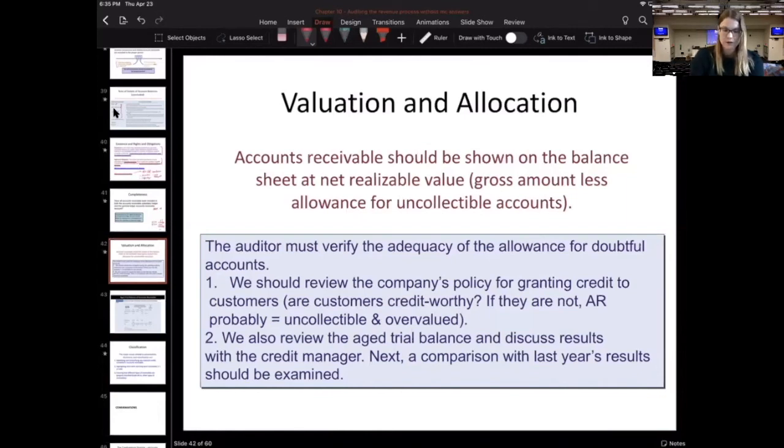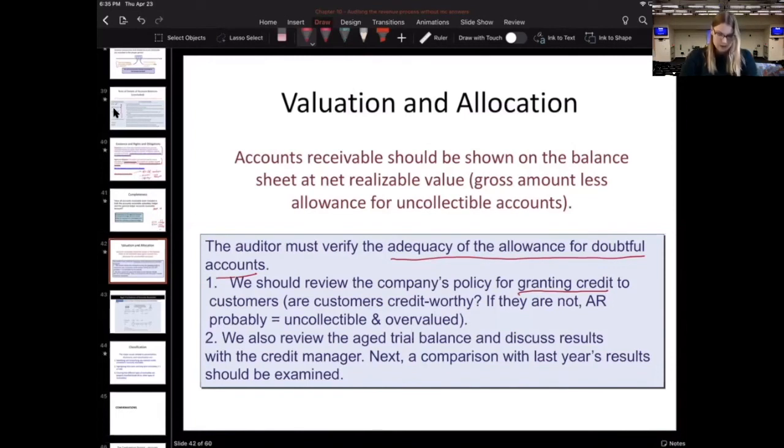So in order to figure out if allowance for doubtful accounts is adequate, number one, we want to look at things like the entity's policy for granting credit in the first place, which is what this talks about. So is their policy good there? Because that's sort of the first line of defense with the idea of prevention. Right? We want to prevent customers with bad credit from opening lines of credit with us in the first place.